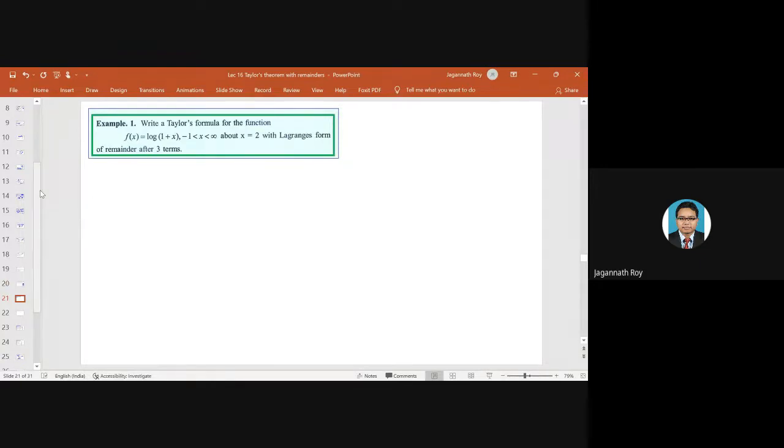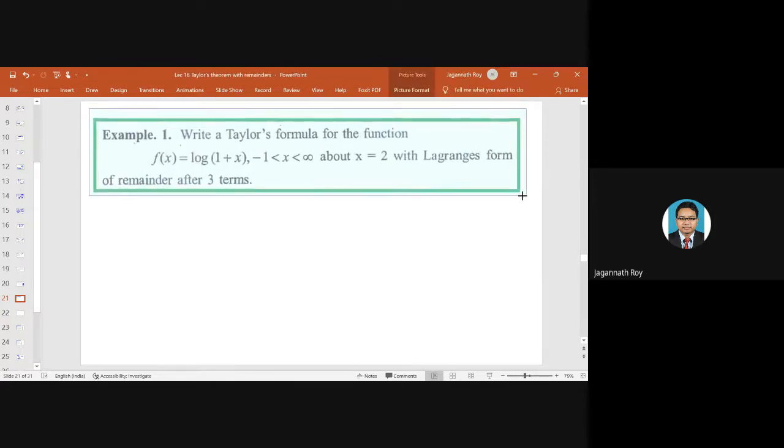So this is our Taylor's formula. We have to write the Taylor formula for the function f(x) equals this, in this interval about x equals 2. Remember, a will be given, with the Lagrange's form of remainder after 3 terms. So this much information is given. So what we have to do is, okay, let me just give you.